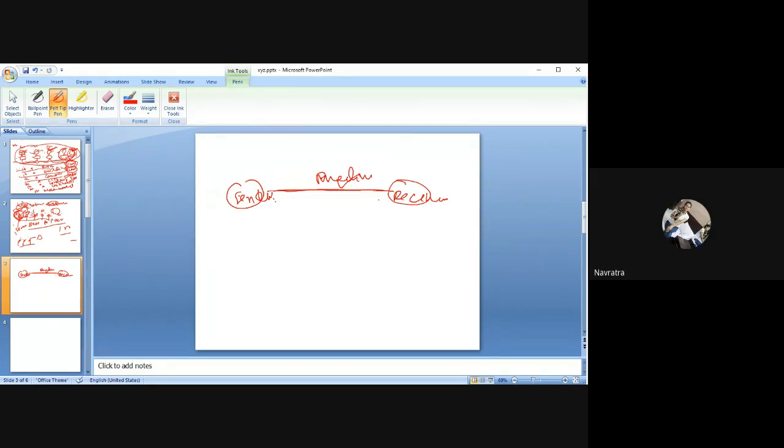These signals are of two types: one is analog signal and another is digital signal. Can you tell what is an analog signal and what is a digital signal? Have you any idea?